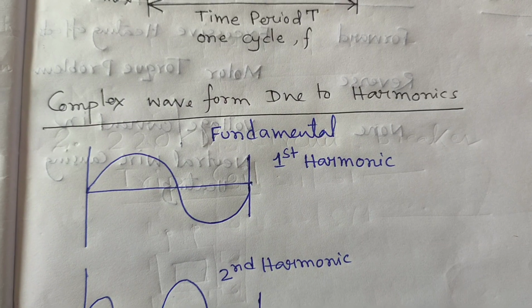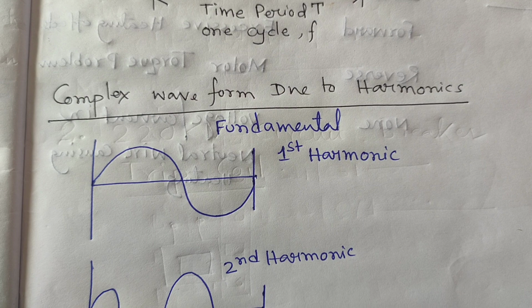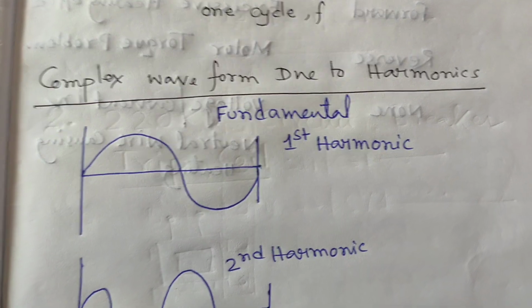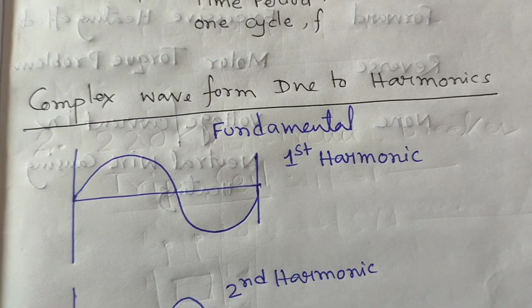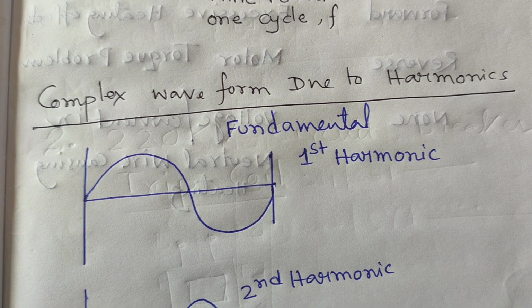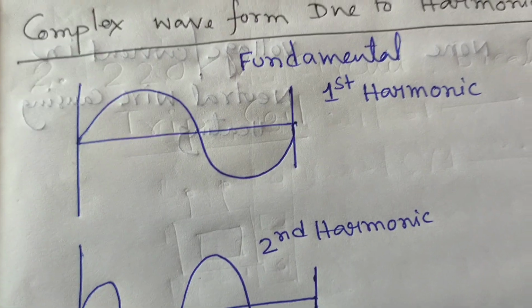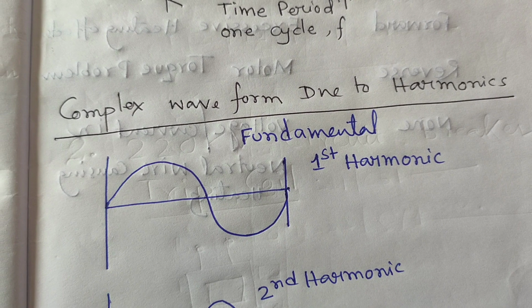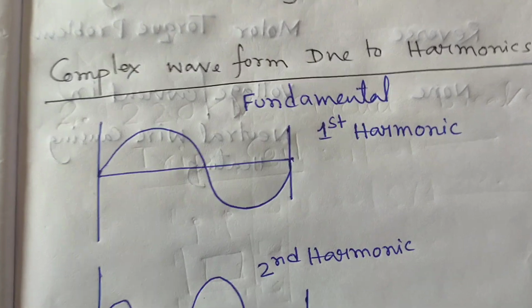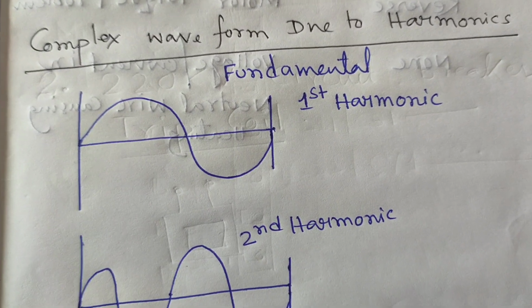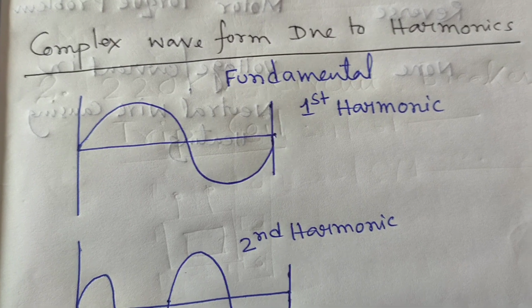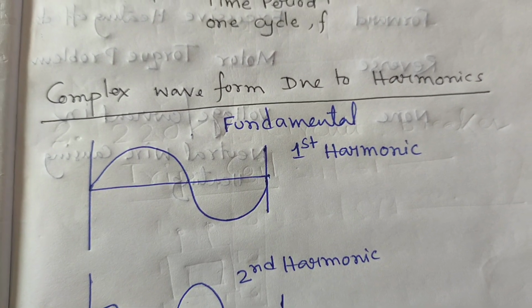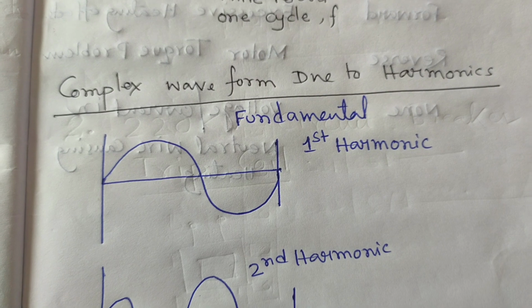First, we have to discuss the fundamental frequency. The frequency in India is 50 Hz, while throughout much of the world it is 60 Hz, but in India we use a 50 Hz sinusoidal wave. A fundamental waveform, or the first harmonic, is the sinusoidal wave that has the supply frequency.